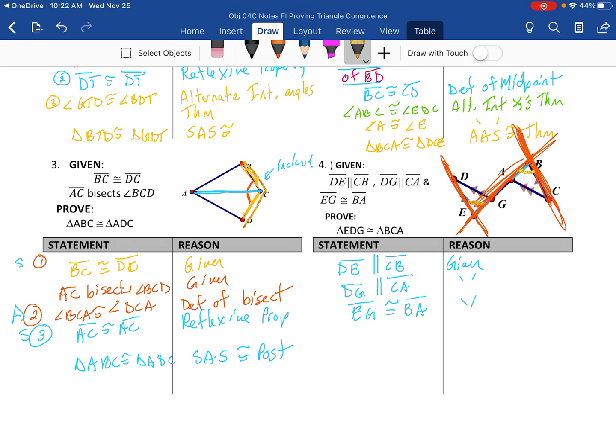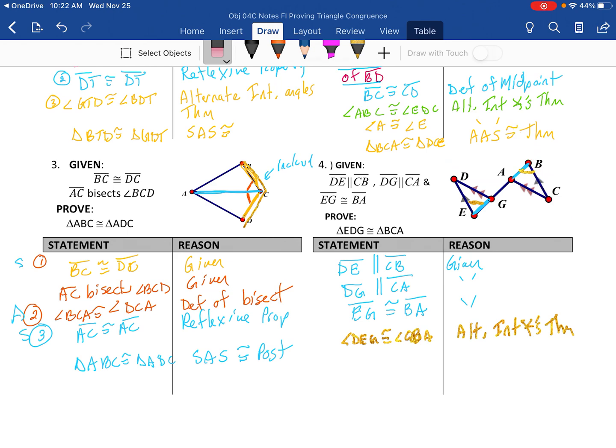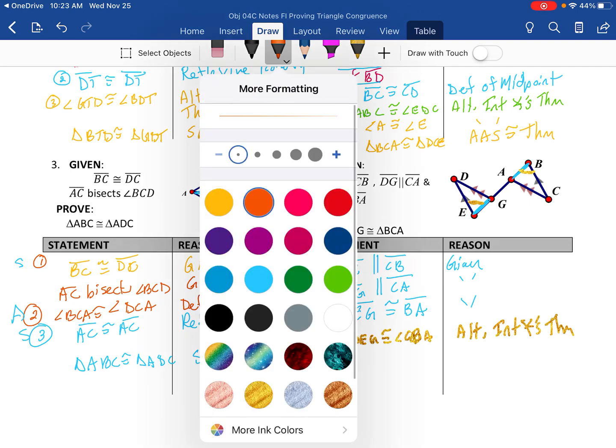So one of the things I'm going to be able to write is I know that angle DEG must be congruent to angle CBA, by the alternate interior angles theorem. And most of the time it is going to be alternate interior angles. Okay, so I have that. I'm going to erase my little orange lines. So now we have two things. We have one here, we have one here, and then we have two here.